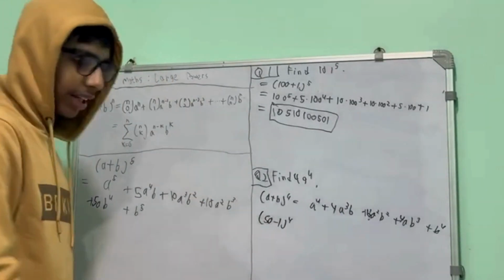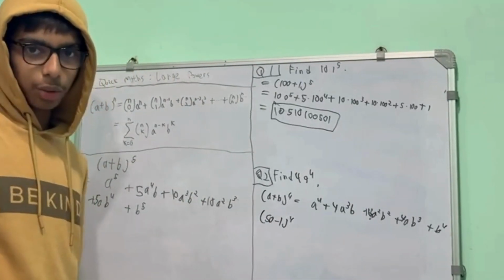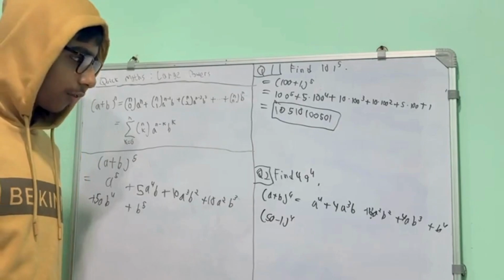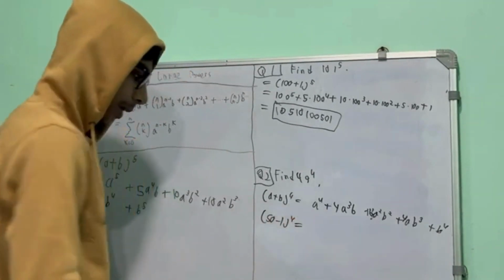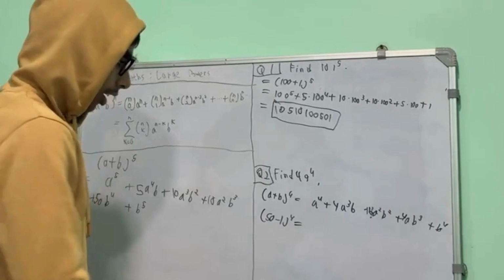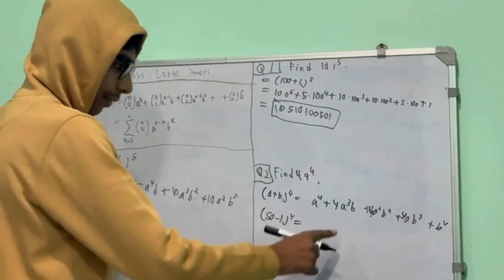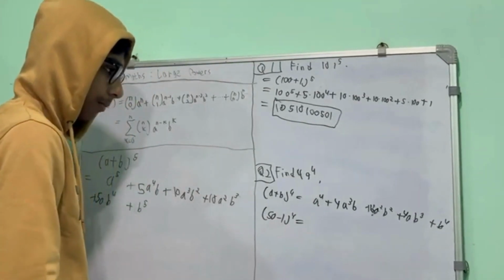This really depends on the number. If I had something like 42 to the power 4, I would just write it as 40 plus 2 and do it in that way. So this is 50 minus 1 to the power 4. And here you'll notice that our b is negative. So we will actually have some negative coefficients in this sum.